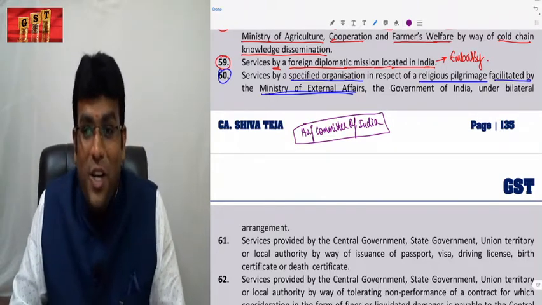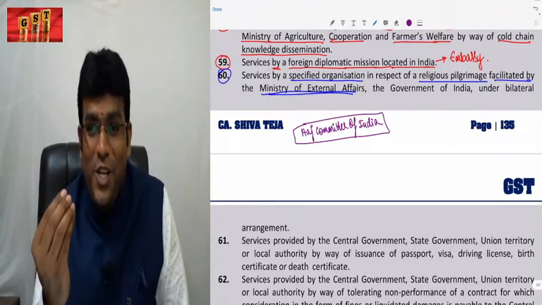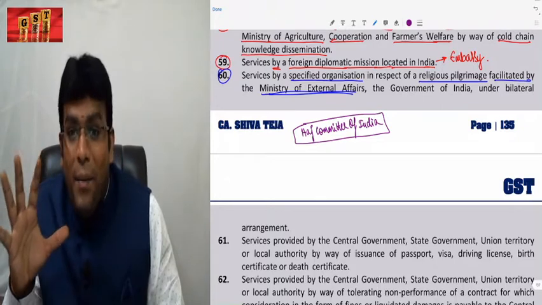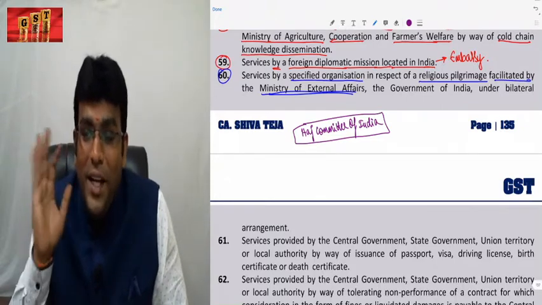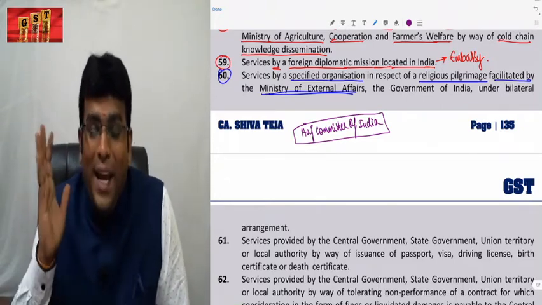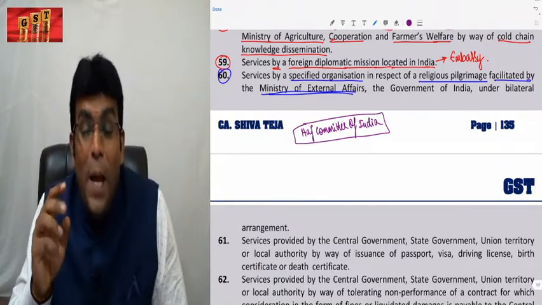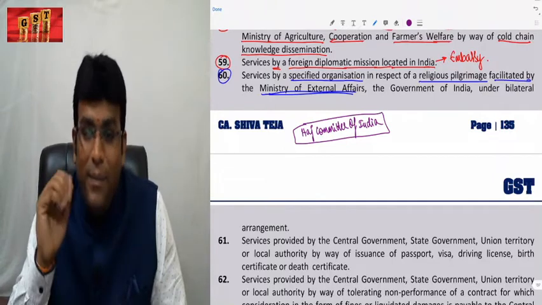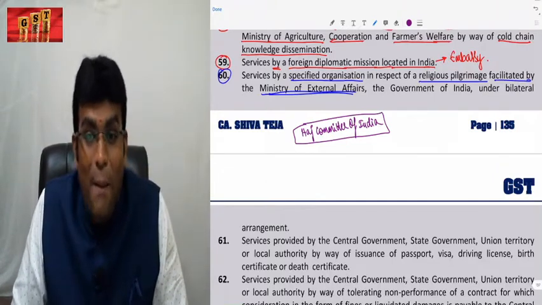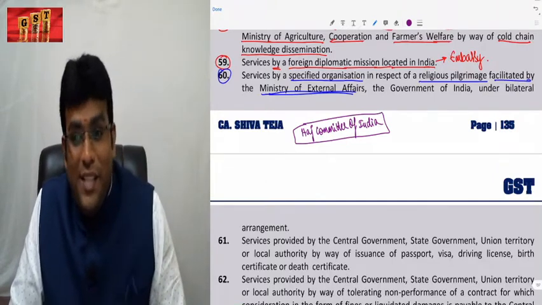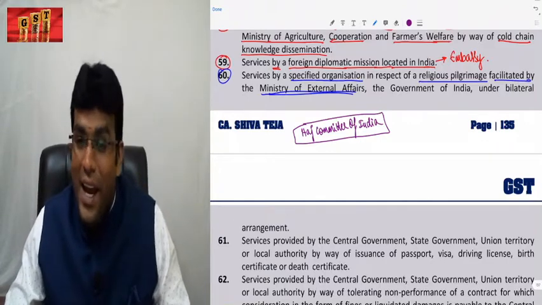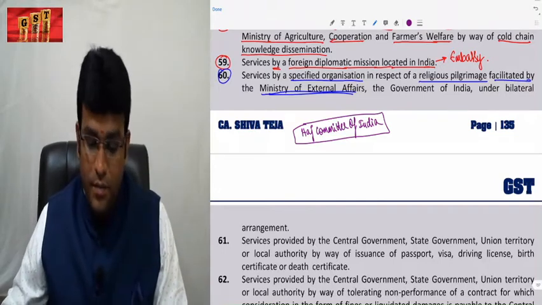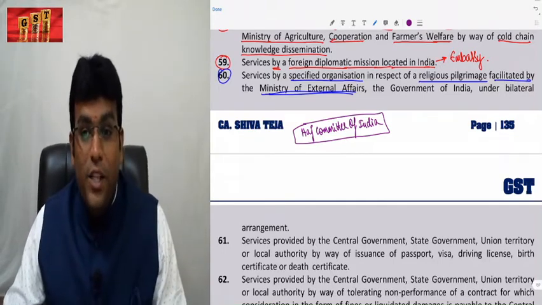So these are basically services given by Hajj Committee of India, services given by Manasarovar Committee, services given by a specified organization. Specified organization in respect of what? In respect of a religious pilgrimage. Religious pilgrimage facilitated by Ministry of External Affairs, Government of India, under what agreement, friends? Bilateral agreement. So any service given by them will be straight away exempt. Friends, I am sure we are getting clarity on this point.